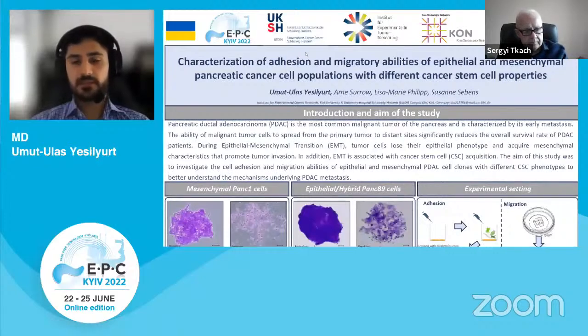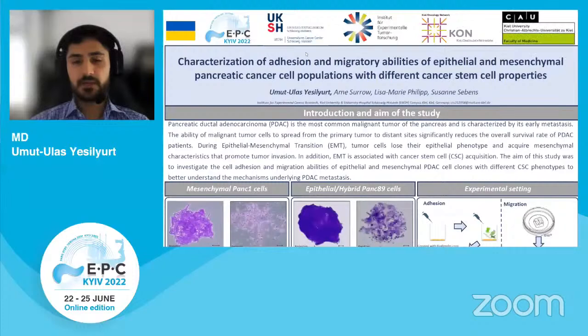The aim of my doctoral thesis was to characterize the adhesion and migration abilities of pancreatic epithelial and mesenchymal tumor cells with different stem cell properties. Pancreatic ductal adenocarcinoma is characterized by its early metastatic potential, which often limits the treatment of patients. To better understand the mechanisms of metastasis, in particular the migration of tumor cells and their adhesion to endothelial cells in the periphery, I analyzed the in vitro potential of two different PDAC cell lines and their subclones.